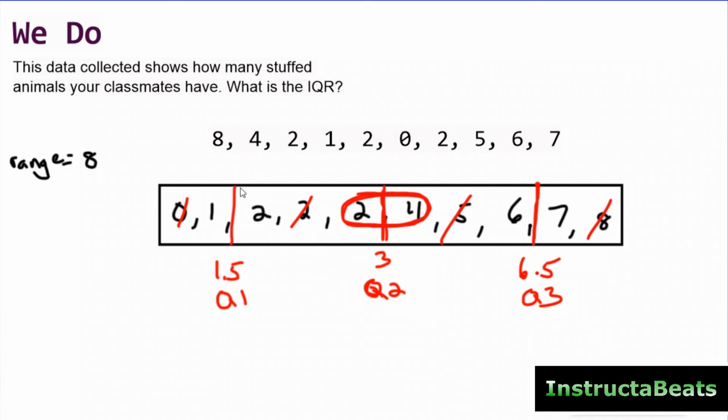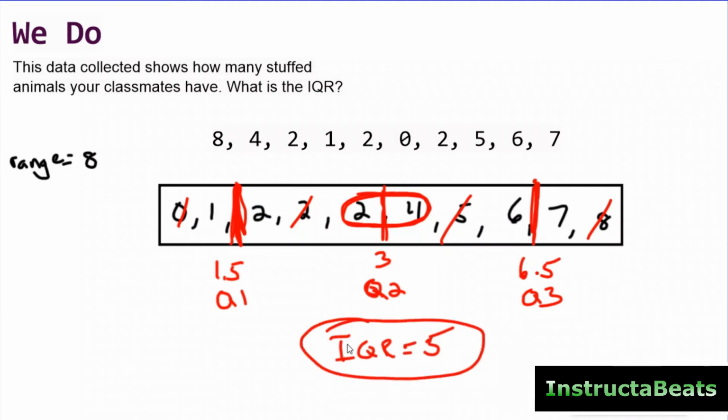And now I want to find out, okay, what's the range? What's the range from my 25th percentile all the way to my 75th percentile, that middle 50%. So when I subtract those, my interquartile range is going to be 5, all right? So the range of your whole data was 8, your interquartile range was 5.